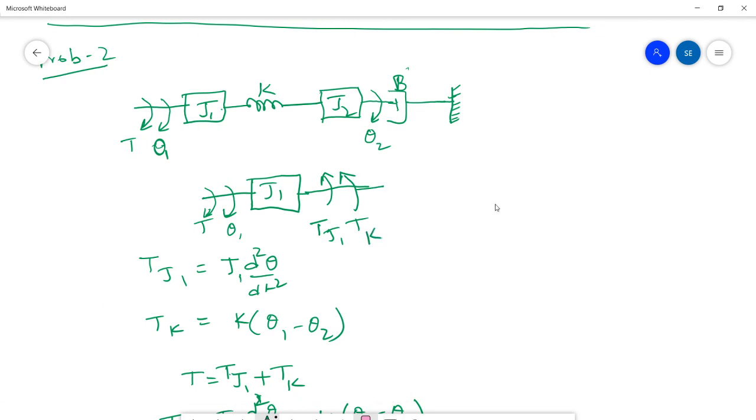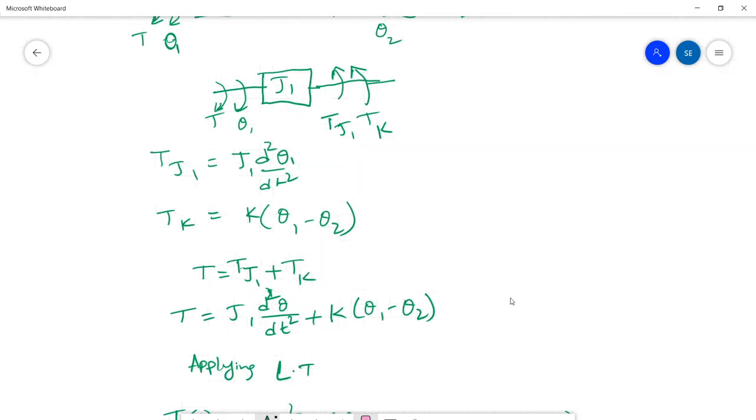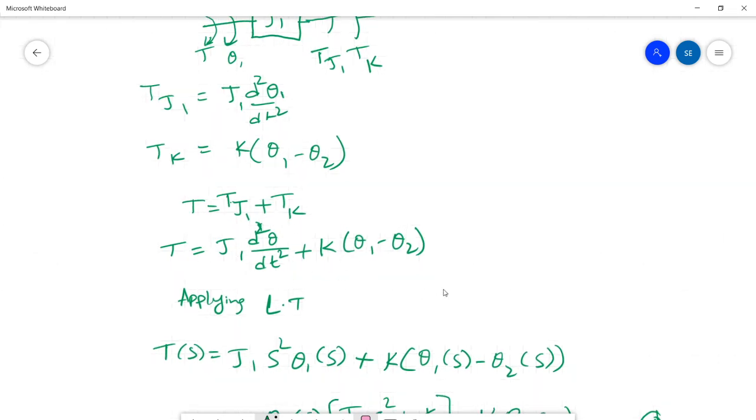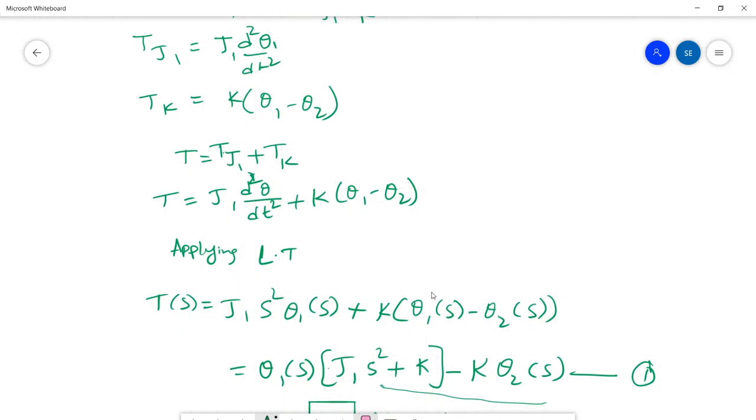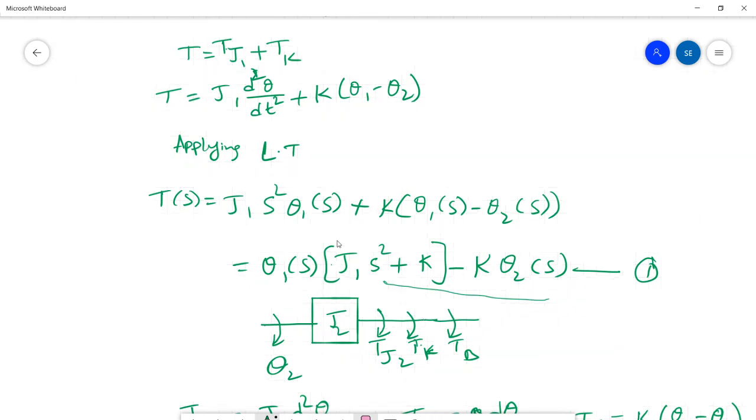Then I'll just explain what the procedure is. Initially, we have to take a free body diagram of J1, write down all the torques acting on it, and represent the torques in terms of displacement. So theta we have to consider, theta 1. We'll represent all the torques applied on J1 separately, summate all the torques with respect to output, then apply Laplace transform. We'll get the Laplace transform of J1, right?